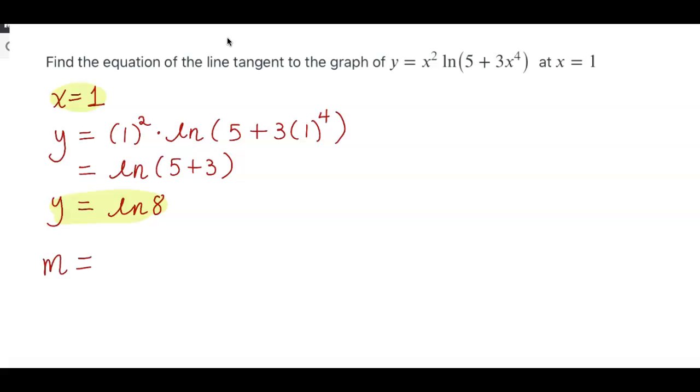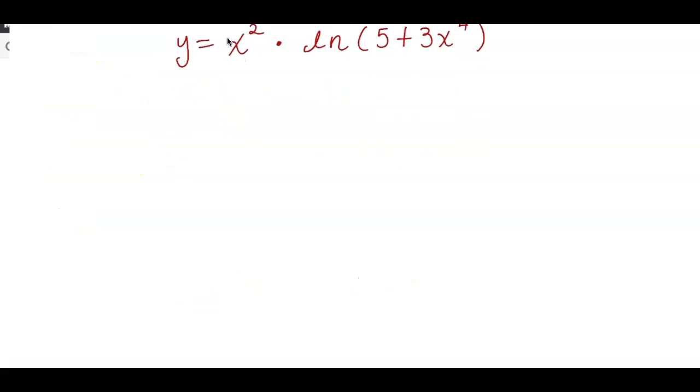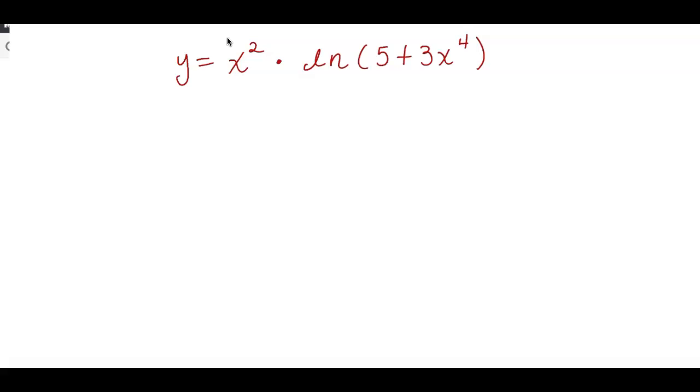I need to find the slope. To find the slope, we need to find the derivative and then plug in x equals 1. So let's find the derivative. If y equals x squared times natural log of 5 plus 3x to the fourth power, this is a product. So I will use the product rule.